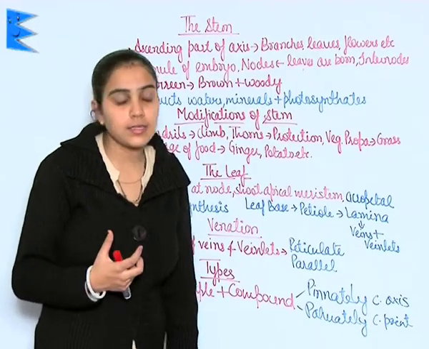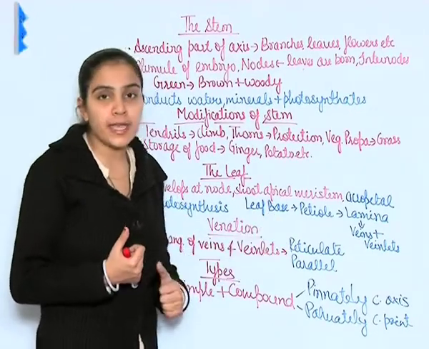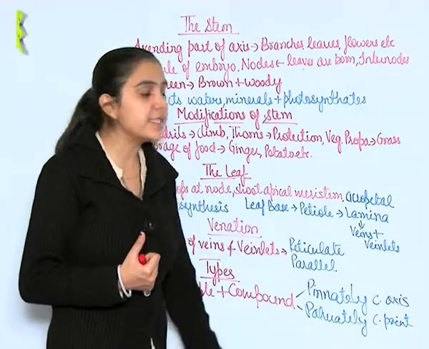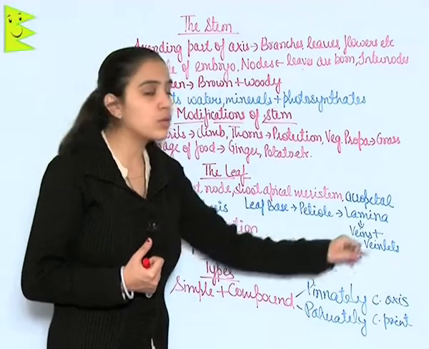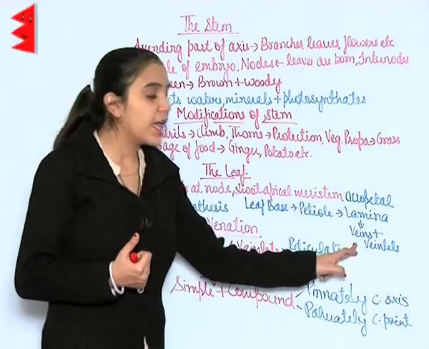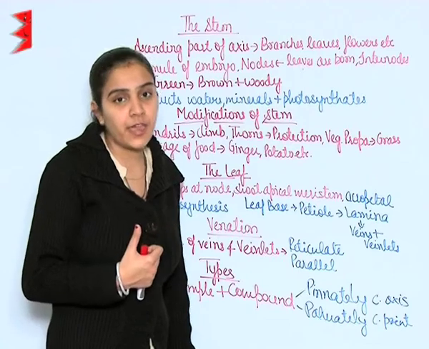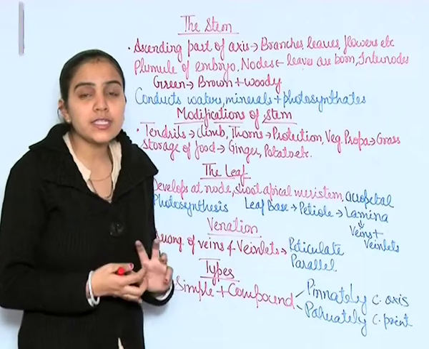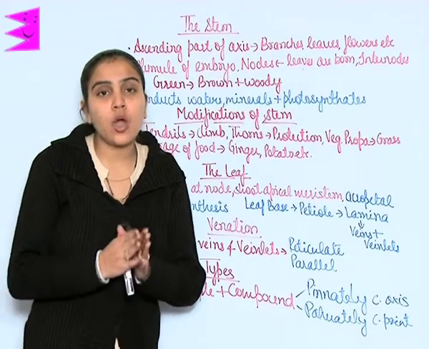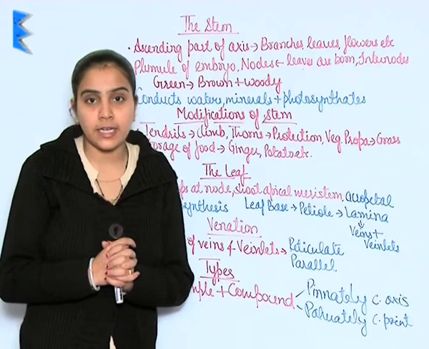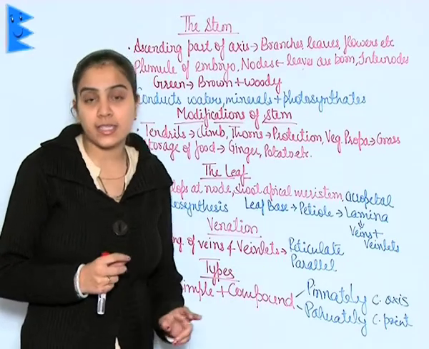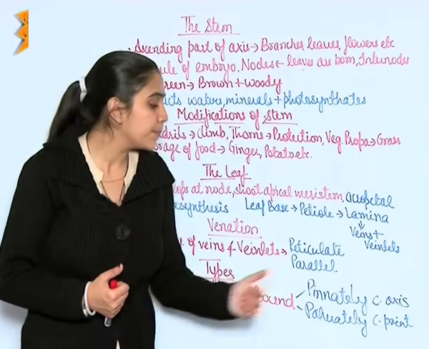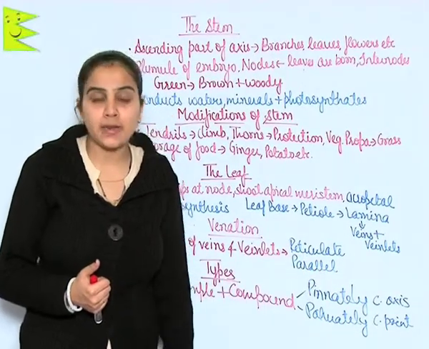You can see in the diagram: leaf base, then leaf petiole, and then leaf lamina, also known as leaf blade. It consists of veins and veinlets. Venation. Venation is nothing but the arrangement of veins and veinlets in the leaf, and depending upon this arrangement, there are two types of venation seen: reticulate and parallel.